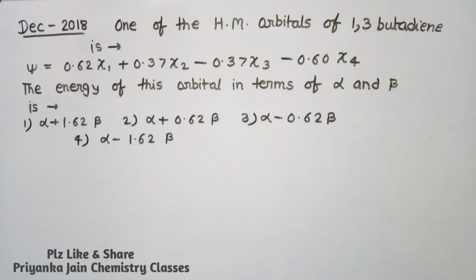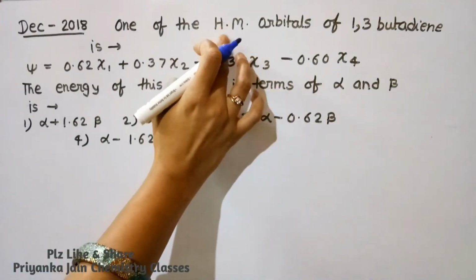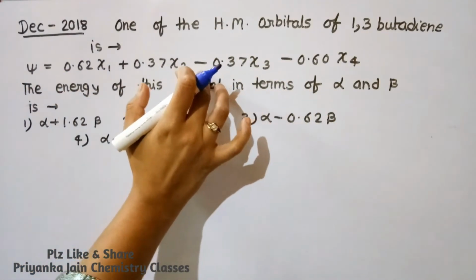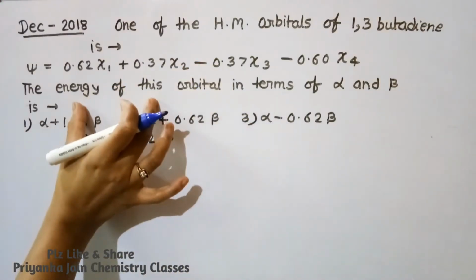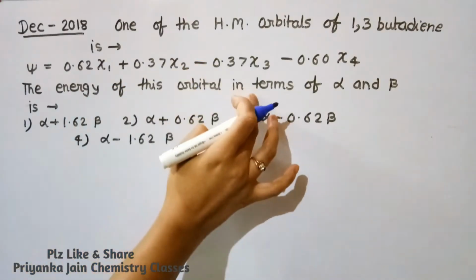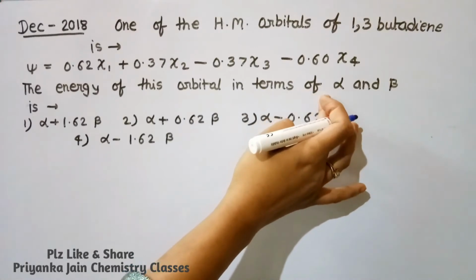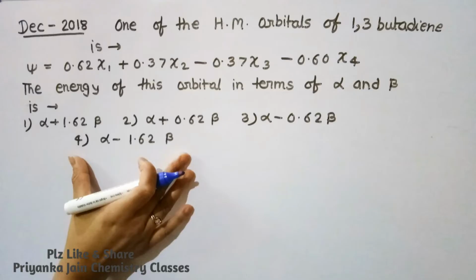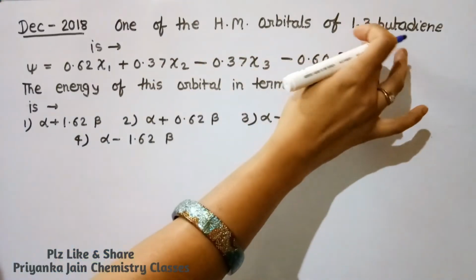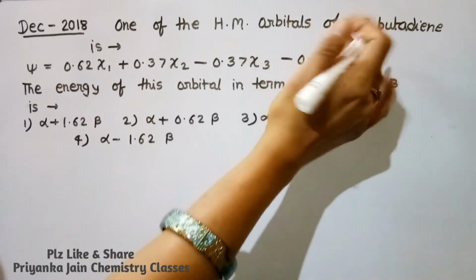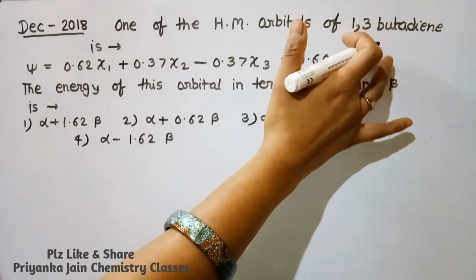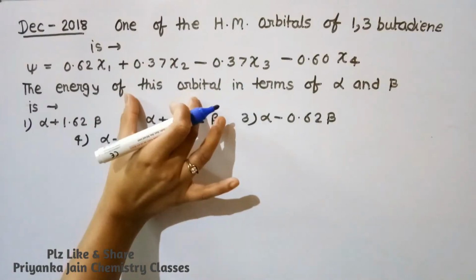Okay, now see this question from December 2018. Here the question is: one of the Huckel molecular orbitals of 1,3-butadiene is given. We have been given this molecular orbital, the wave function for this, and now we have to find out the energy of this orbital in terms of the Coulomb and the resonance integrals. It means alpha and beta. We have been given the 4 options, and if you have seen our lecture on 1,3-butadiene, I have already told you about it in that lecture. If you have seen that carefully, then you can do this question in seconds.